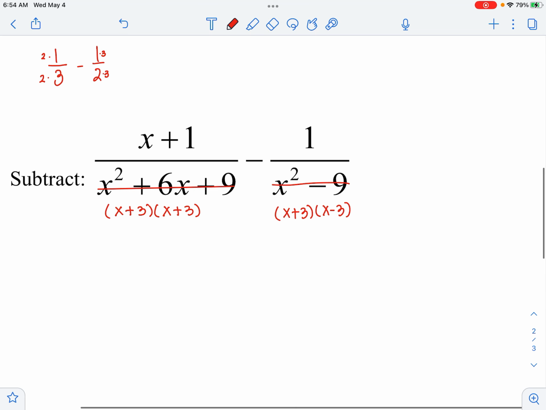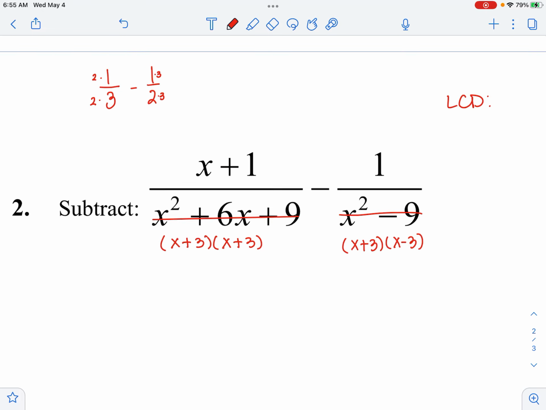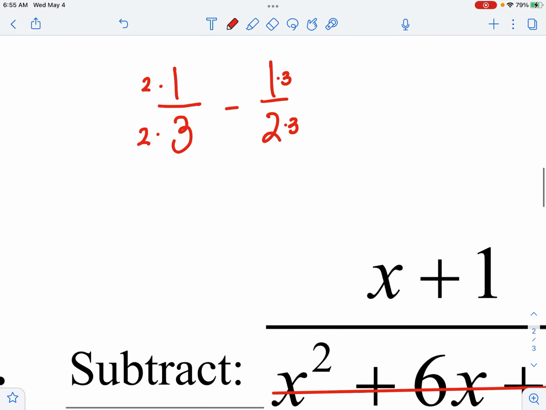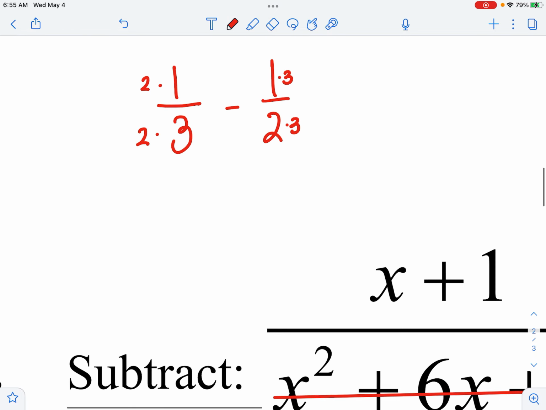Okay, so now I need my least common denominator. My least common denominator for this over here was 6. We need the factor of 2 and 3 and the factor of 2 and 3 for the other one.